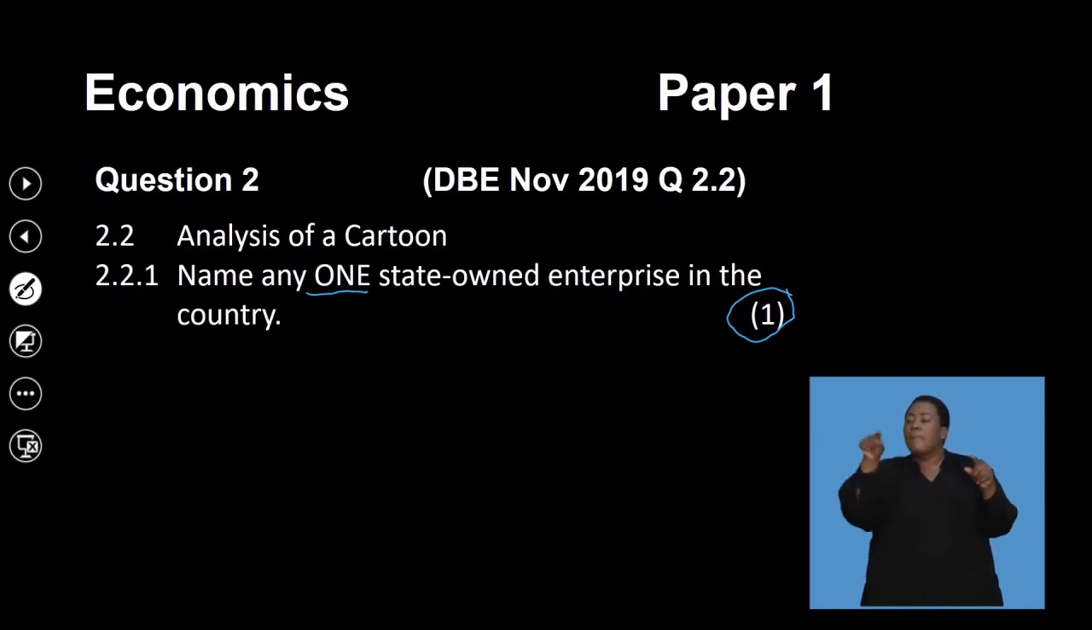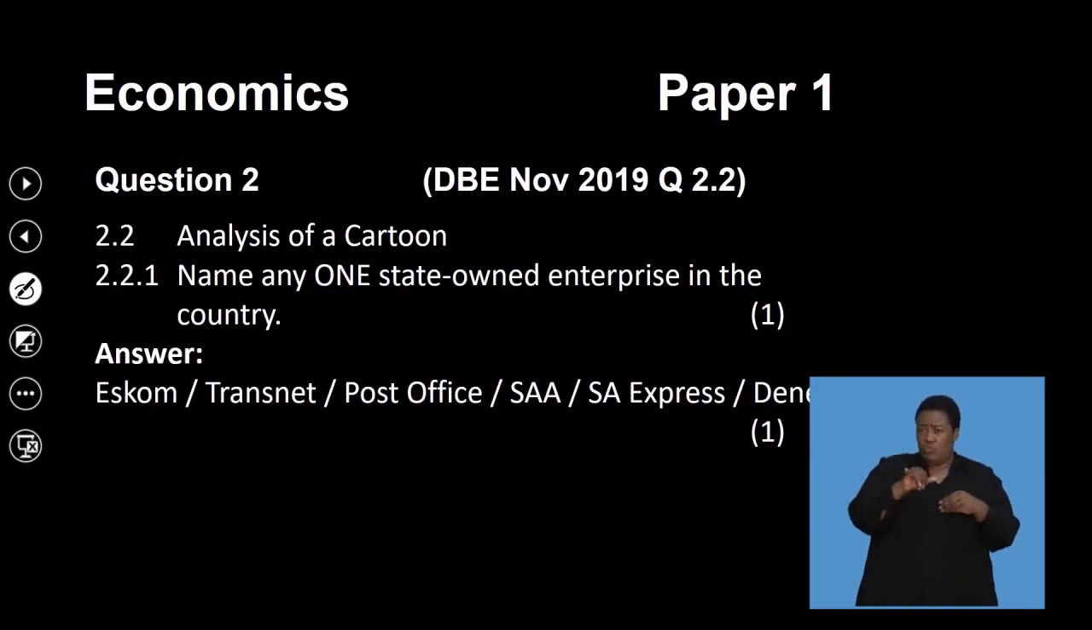So you need to recall and remember the state-owned enterprises there, right? Let's look at the solutions. We have Eskom, Transnet, the Post Office, South African Airways, South African Express, and we also have Denel. Please don't list more than one, as the examiner is only going to mark the one. You'll get a mark for listing any one of those.